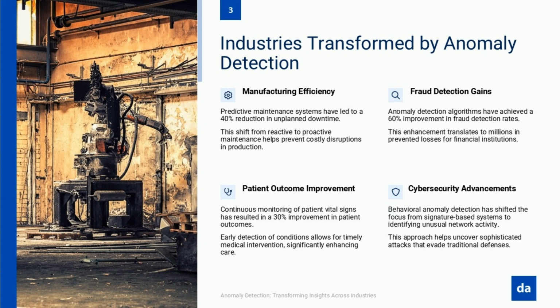Behavioral anomaly detection takes a fundamentally different approach. Rather than looking for known bad patterns, these systems build baselines of normal network traffic and system behavior, then flag deviations for investigation. This paradigm shift enables security teams to identify sophisticated attacks that deliberately avoid triggering traditional defenses.